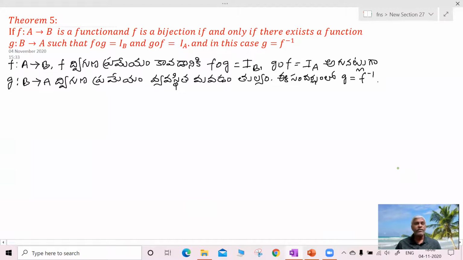This is important. If f, a function from A to B, is a bijection if and only if there exists a function g from B to A such that f circle g is equal to IB and g circle f is equal to IA, and in this case g is equal to f inverse. Very interesting theorem.